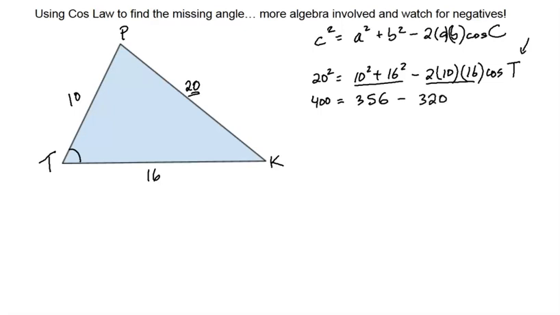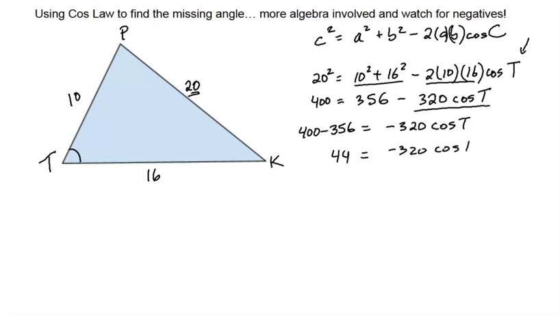You want to make sure that you don't subtract these two numbers right now, because the 320 is multiplied by the cos of t. So we have three terms here. The first goal is to get the 320 cos t by itself. But you'll notice I told you to watch out for negatives, because watch what happens when I bring the 356 to the other side. It's going to be subtracted. But don't lose this negative on the 320. That's going to be important at the end. So 400 minus 356 is 44, equals negative 320 cos t.